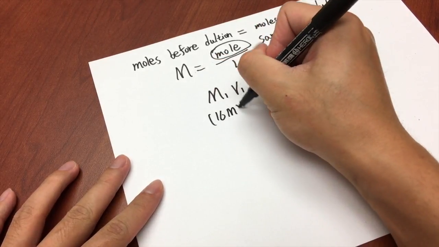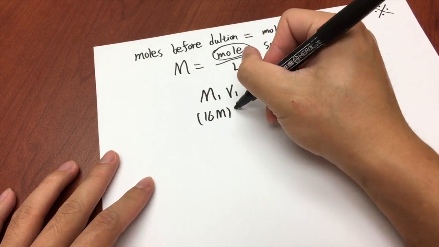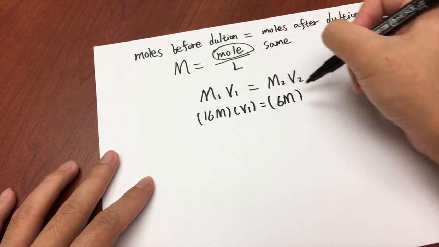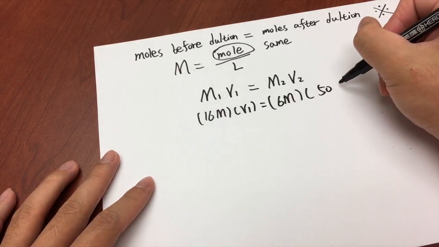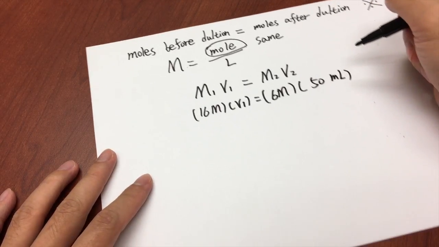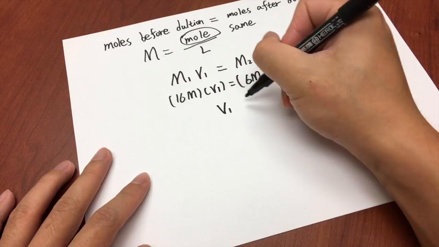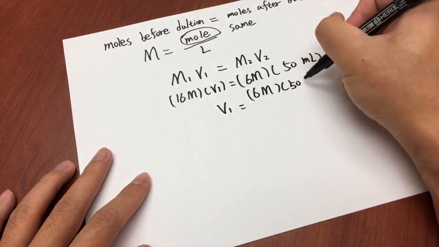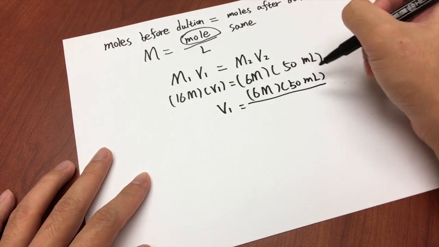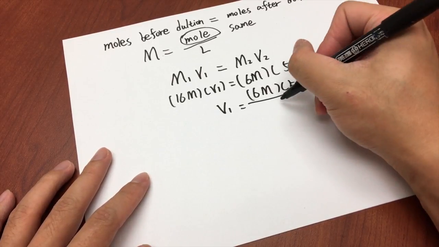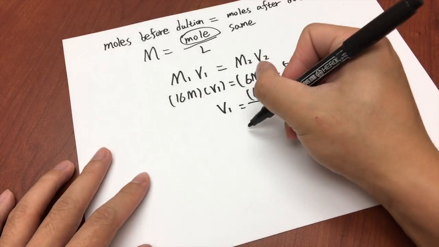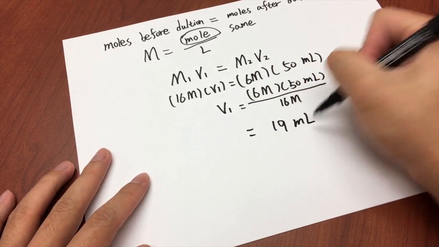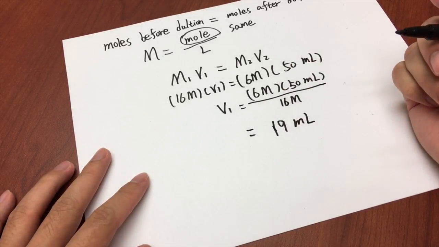So for this question, 16 M times V1 is equal to 6 M times 50 milliliters. So we can do some algebra to get V1. So 6 M times 50 milliliters over 16 M is equal to 19 milliliters.